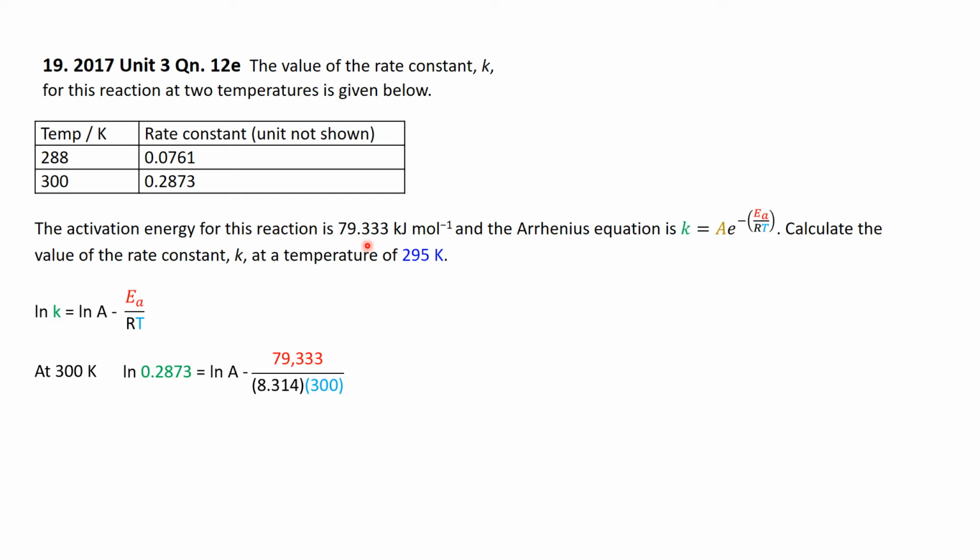79,333 instead of 79.333, because R is 8.314 joules per mole per Kelvin. So anyway, looking at all this, I can figure out that natural log of A is equal to 30.56. Just going through this, natural log 0.2873 is 1.25. Everything punched together in here is 31.81, so natural log of A is 30.56.